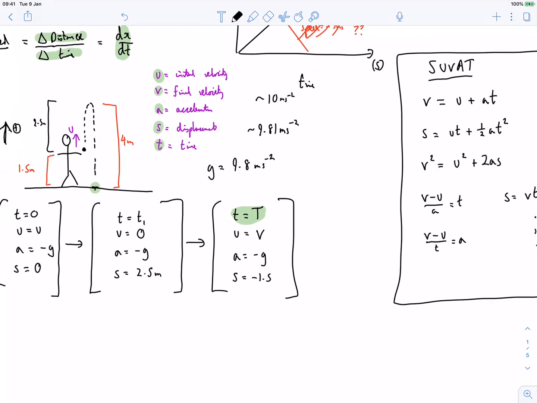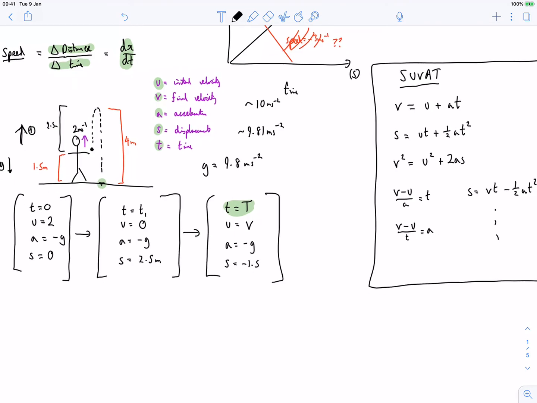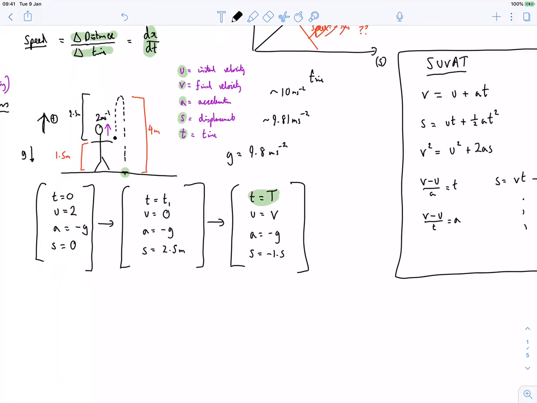So, let's think about this. Let's suppose I want to calculate it. So, let's get some concrete numbers in there. Instead of U, let's say I throw it up into the air with initial speed of 2 meters per second. I don't know, maybe I've got a wussy arm. So the initial speed is 2, so U is 2. Now we can break this up into stages if you want to, or you can just do it in one go.